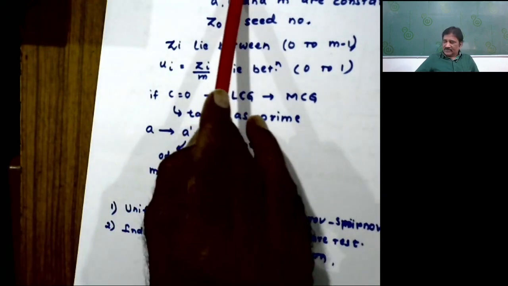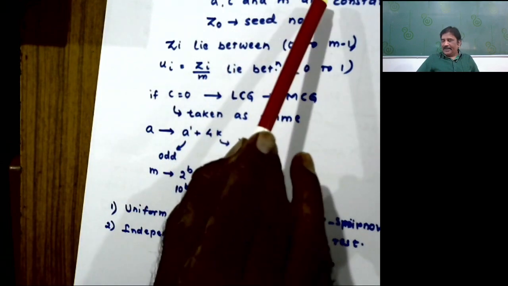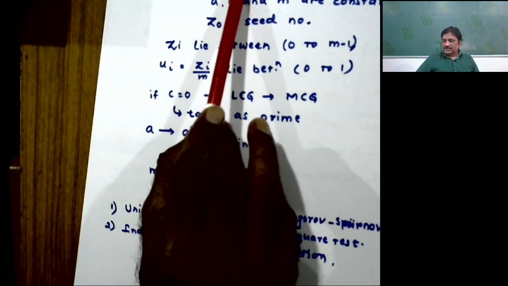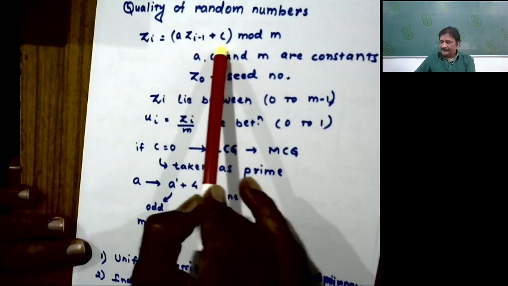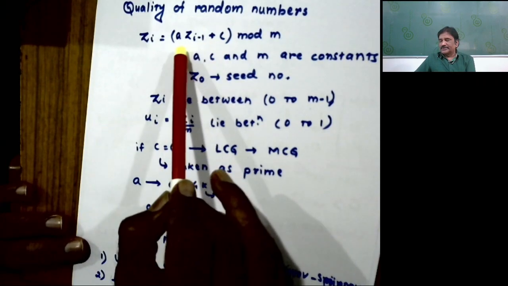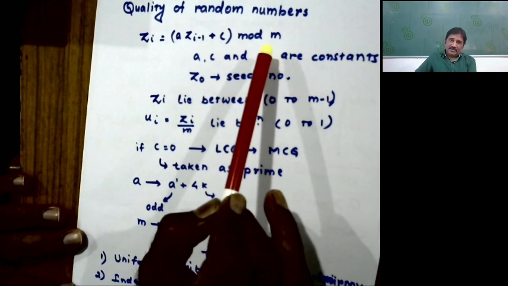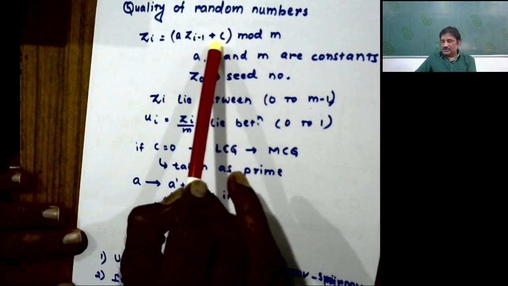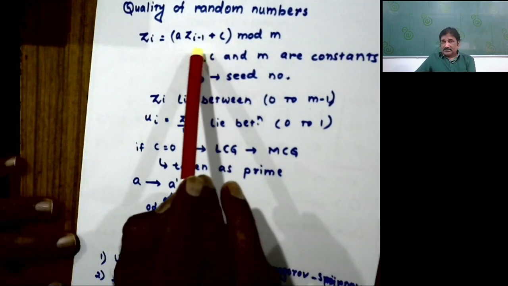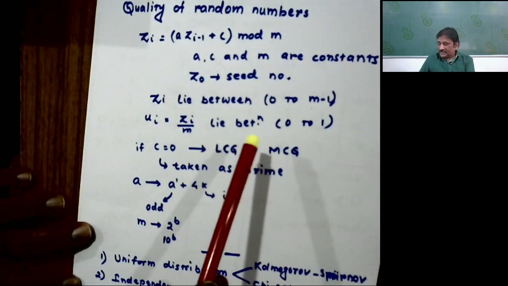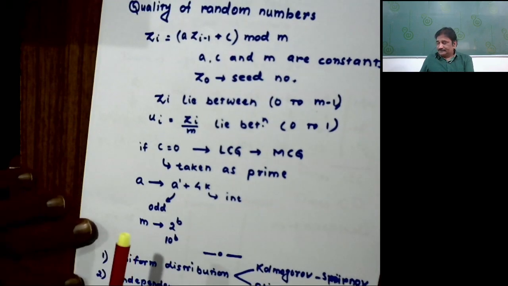If you take c equal to 0, then your formula will become a into zi minus 1, mod m. So this additive thing is going away from it. This turns into what is called a multiplicative congruential generator, if c is 0. If c is anything other than 0, any integer other than 0, then it will be a linear congruential generator, right? If c is equal to 0, LCG will turn to MCG.